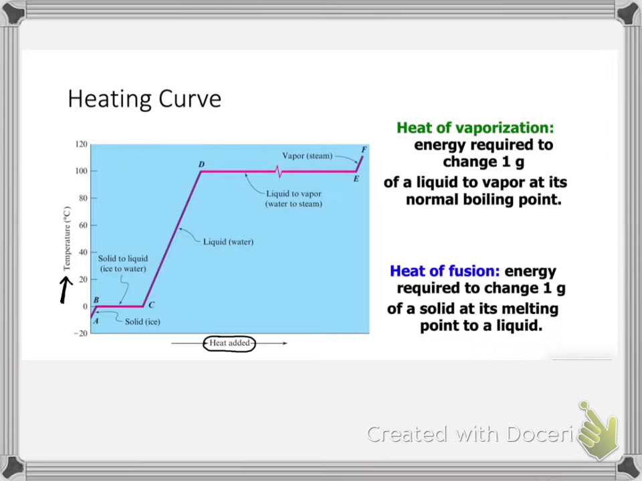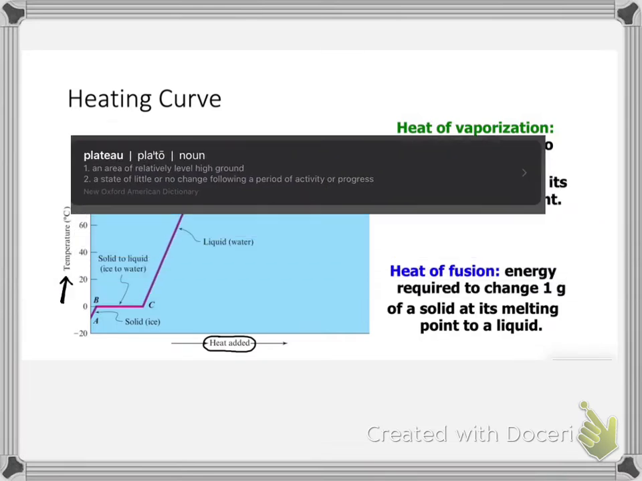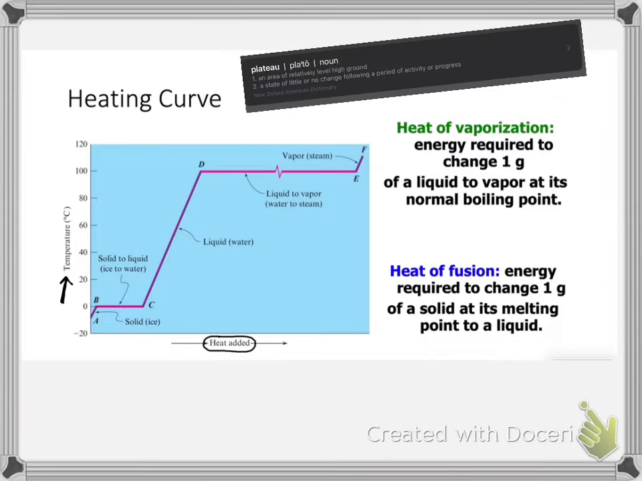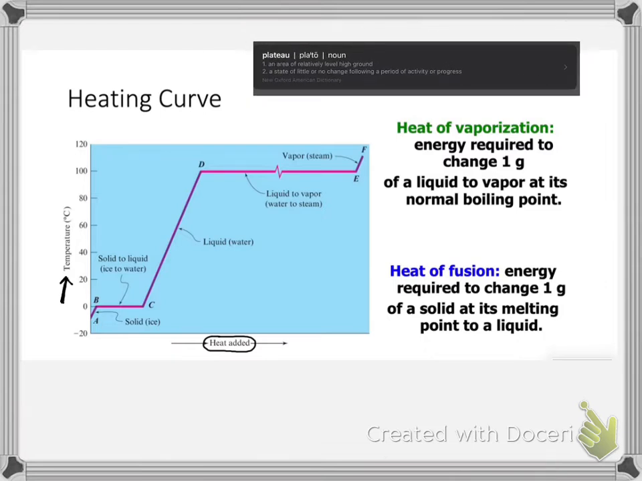Now, for every heating curve, there'll be two plateaus. And I looked up the word plateau, and I want to set it here. Pulled it out of my pictures, and let me set it in. Okay, there it is. So a plateau, and you can see there on number 2, a state of little or no change following a period of activity or progress. So the plateaus in this diagram are the flat places. And these flat places occur at two important temperatures.